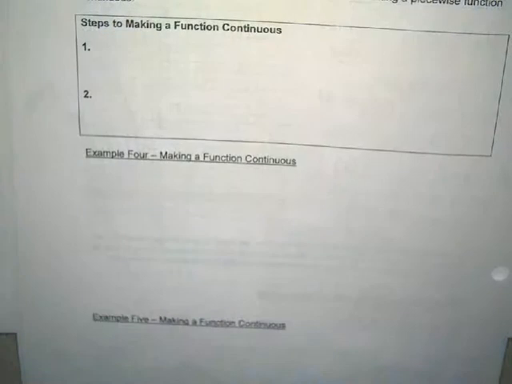Pulled together and then coming back to putting steps to what we did for the example. Okay.